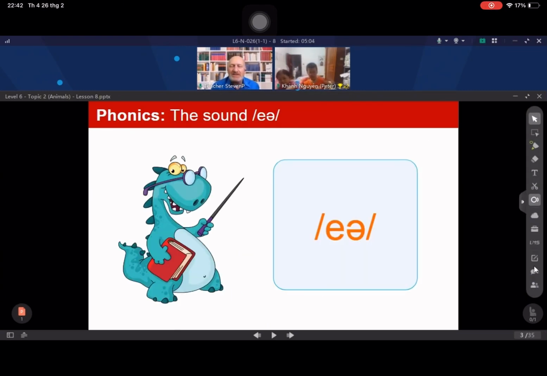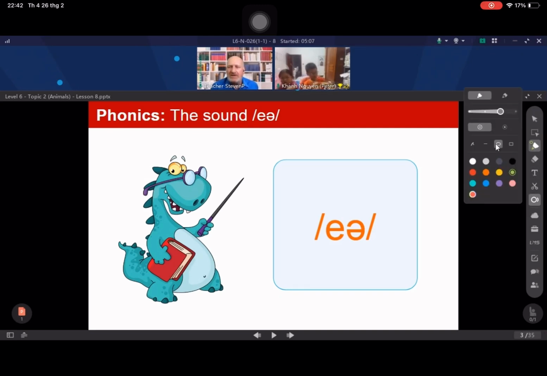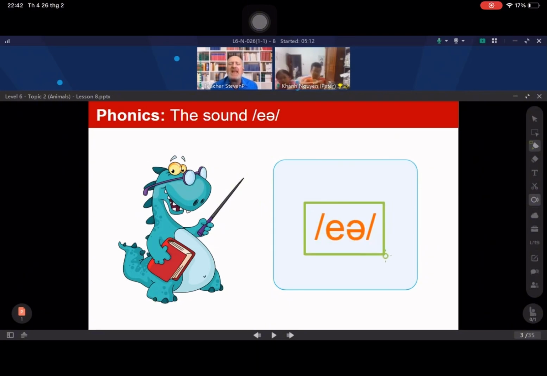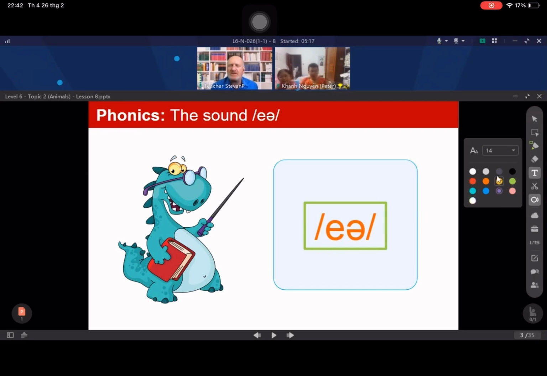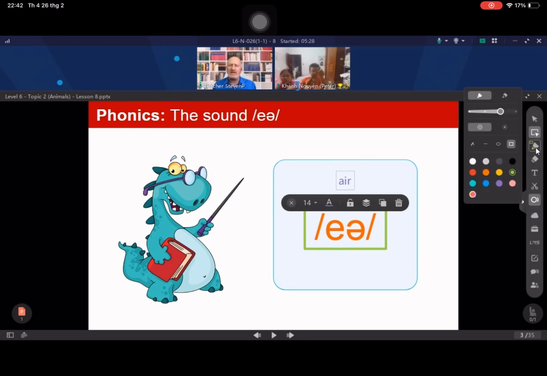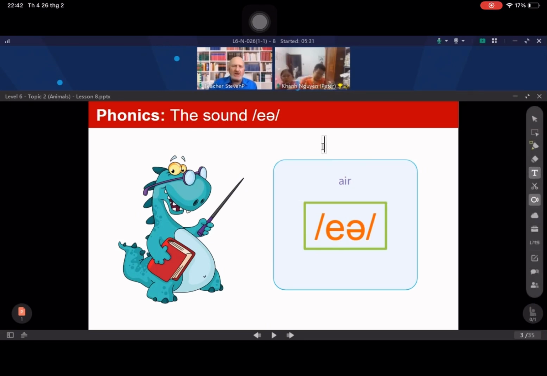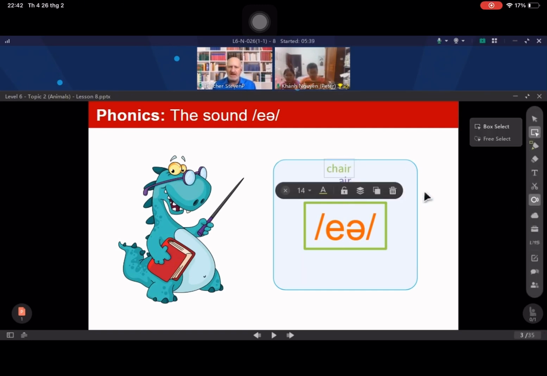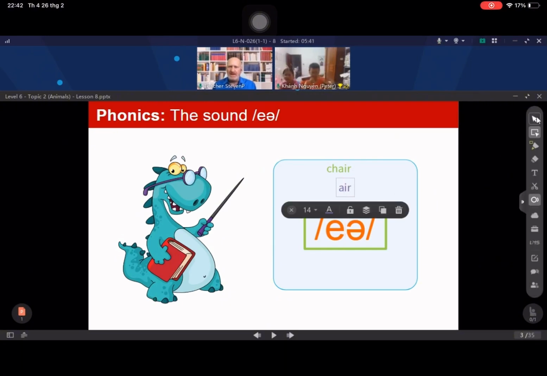Okay, so everyone, today we are going to talk about the sound air, like in chair. Okay, let's say this together. Air. So it's almost like this. Air. That's how it sounds. Say that with me. Air. That's right. So you can see in the word chair, we have air. You can see it in that word. Okay. So this is the sound that we are talking about today, the air sound. So let's have a look.